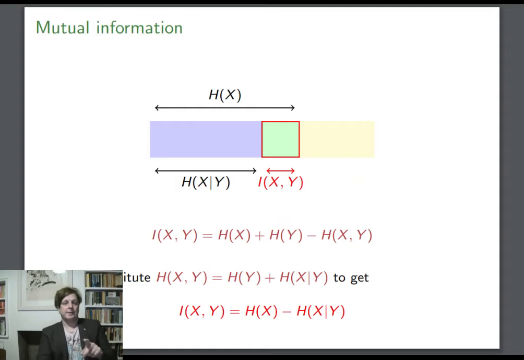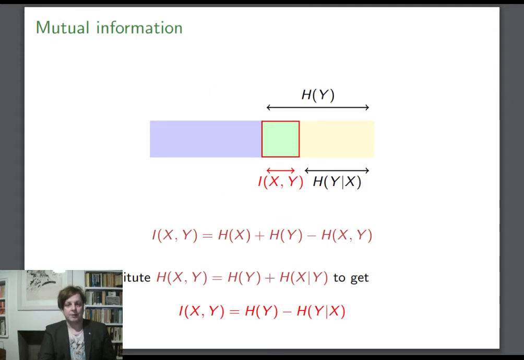And of course, once again, that's kind of an x-centric formula, but I of x comma y is symmetric in x and y. You can tell that from the top formula and the fact that h of x comma y is symmetric in x and y, and so you could do it the other way around as well. So I of x comma y is also equal to h of y minus h of y given x.